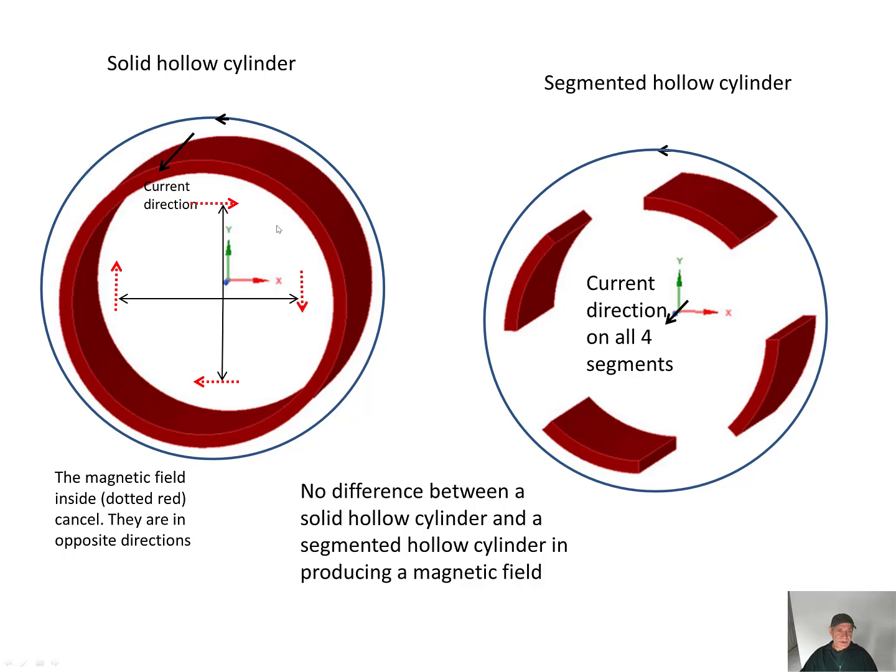A solid hollow cylinder with a current coming out of the page also produces a circular magnetic field around it. Inside the hollow, you notice the current directions are opposite, so the magnetic field inside the dotted red lines cancels. They are in opposite directions. This is a segmented hollow cylinder showing 4 segments. The current direction in all 4 segments is out of the page, and there is basically no difference between a solid hollow cylinder and a segmented hollow cylinder in producing a magnetic field.